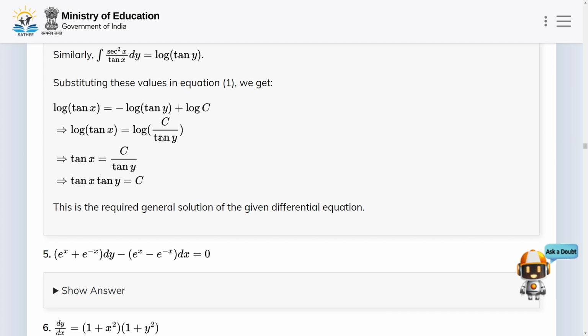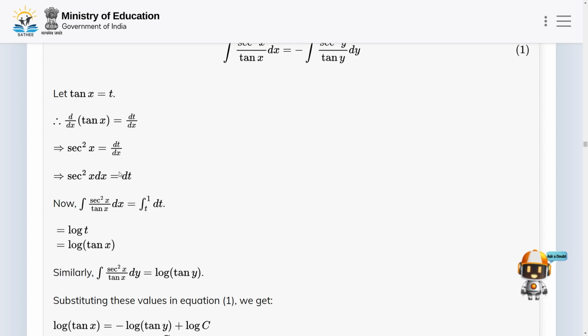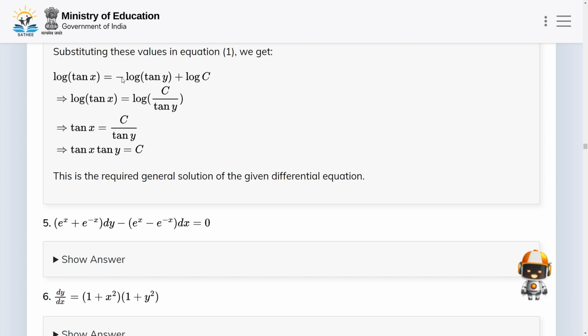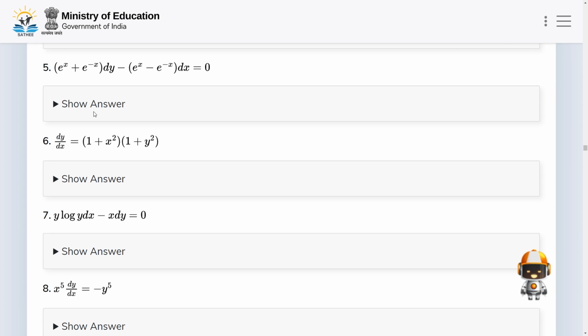Clear? Okay. This means log tan x is equal to log c by tan y. This means tan x is equal to c by tan y. This means tan x tan y will be c. I hope that it is clear to you. As you can see, we already have minus there. Okay, that's why the minus sign over here. I hope that it is clear to you. Okay, let us move to the next problem.